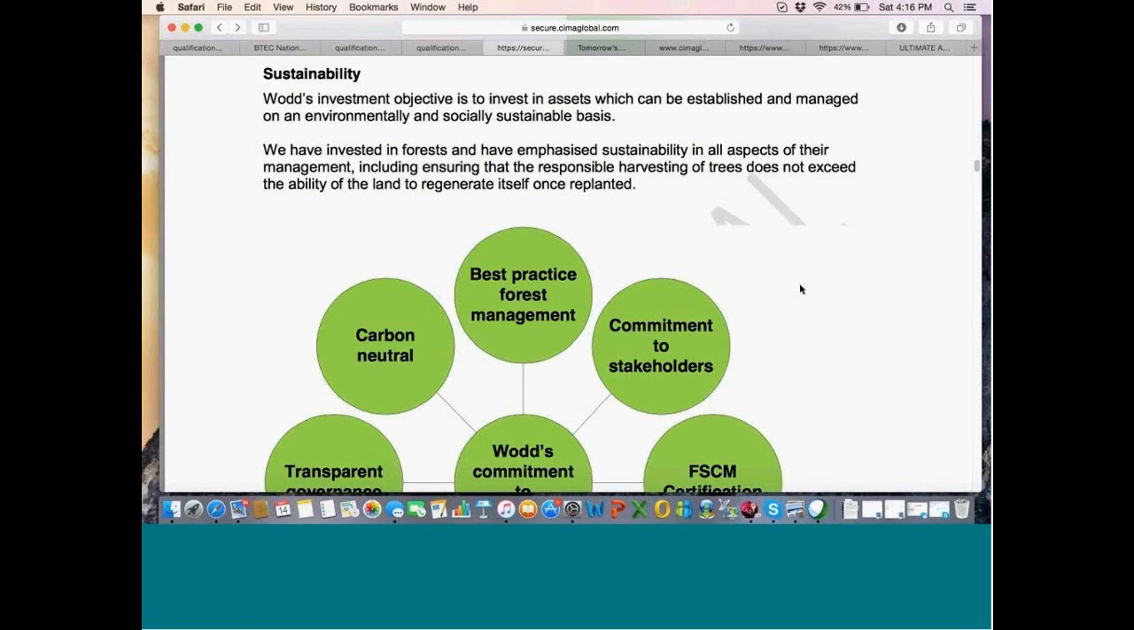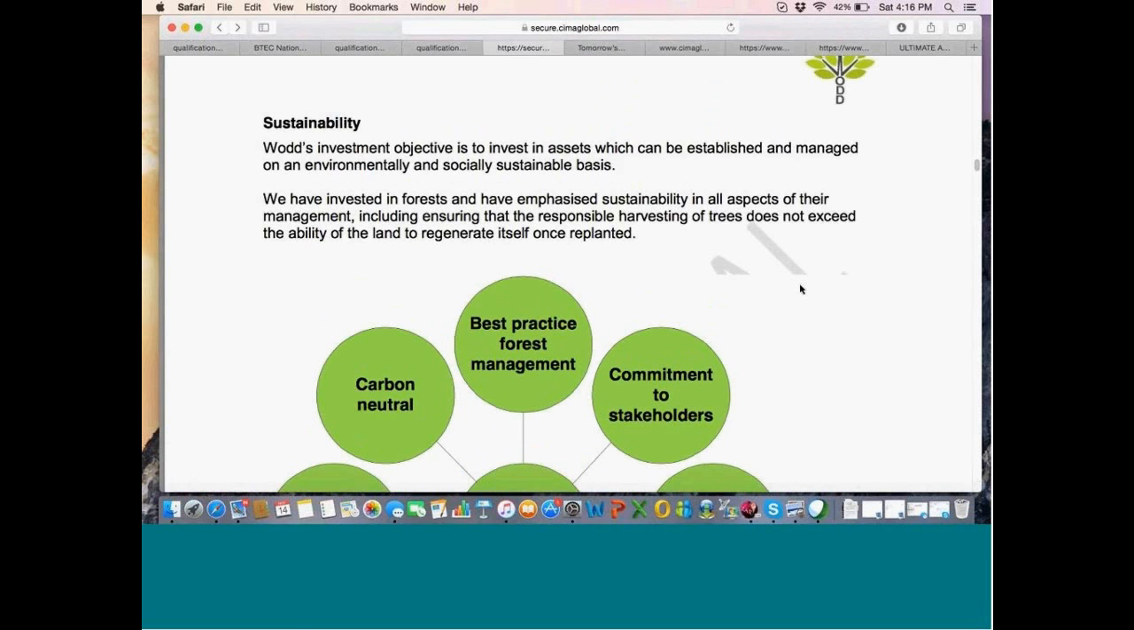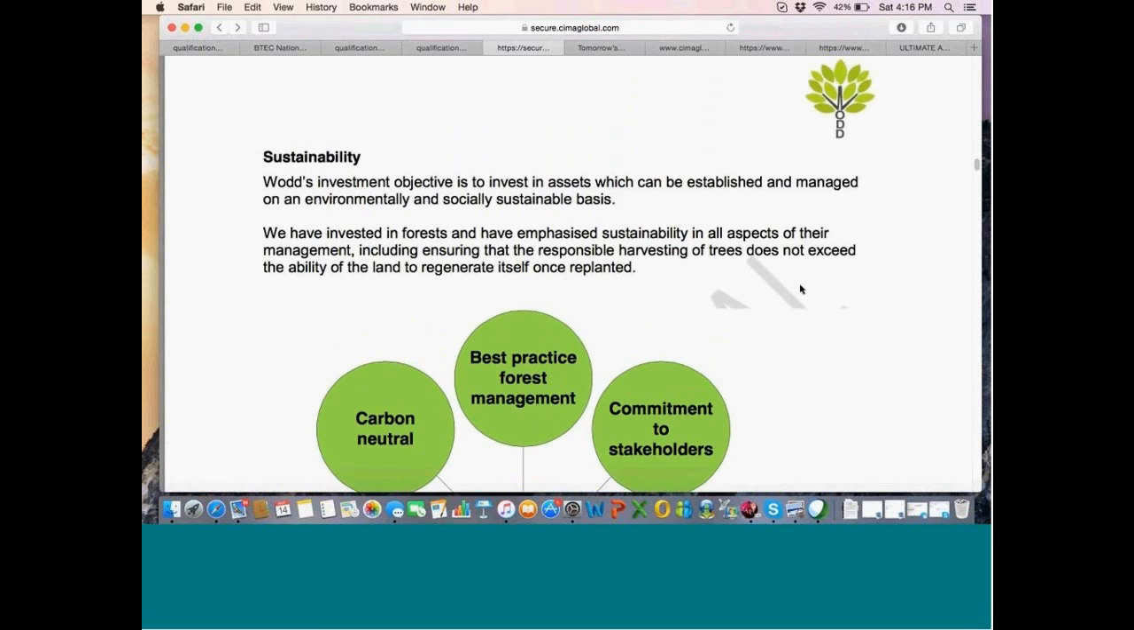And they talk about their investment objective, which is to invest in assets which can be established and managed on an environmentally and socially sustainable basis. Now, they talk about how they can operate in other geographic areas. You can come up with that as a strategic option. However, if they're operating in other geographic locations, they need to be careful that when they invest, this aspect is taken care of.